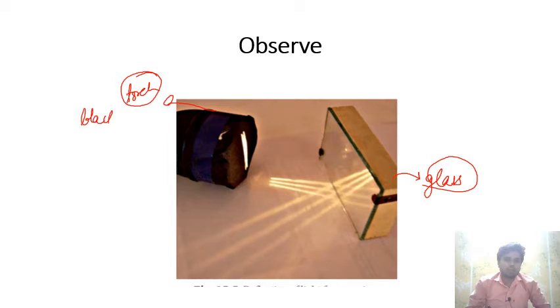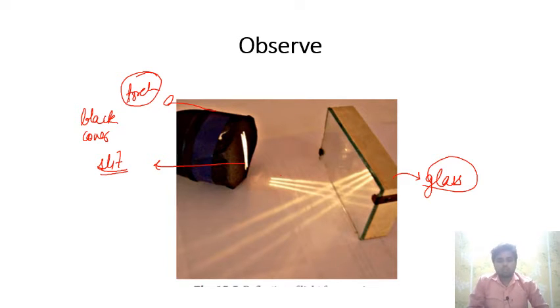The complete torch is covered by a black cover, and there are some slits through which the light is coming. These slits help in producing a pointed ray of light. Now you have to see how the ray of light goes towards the mirror and how it comes back from the mirror.